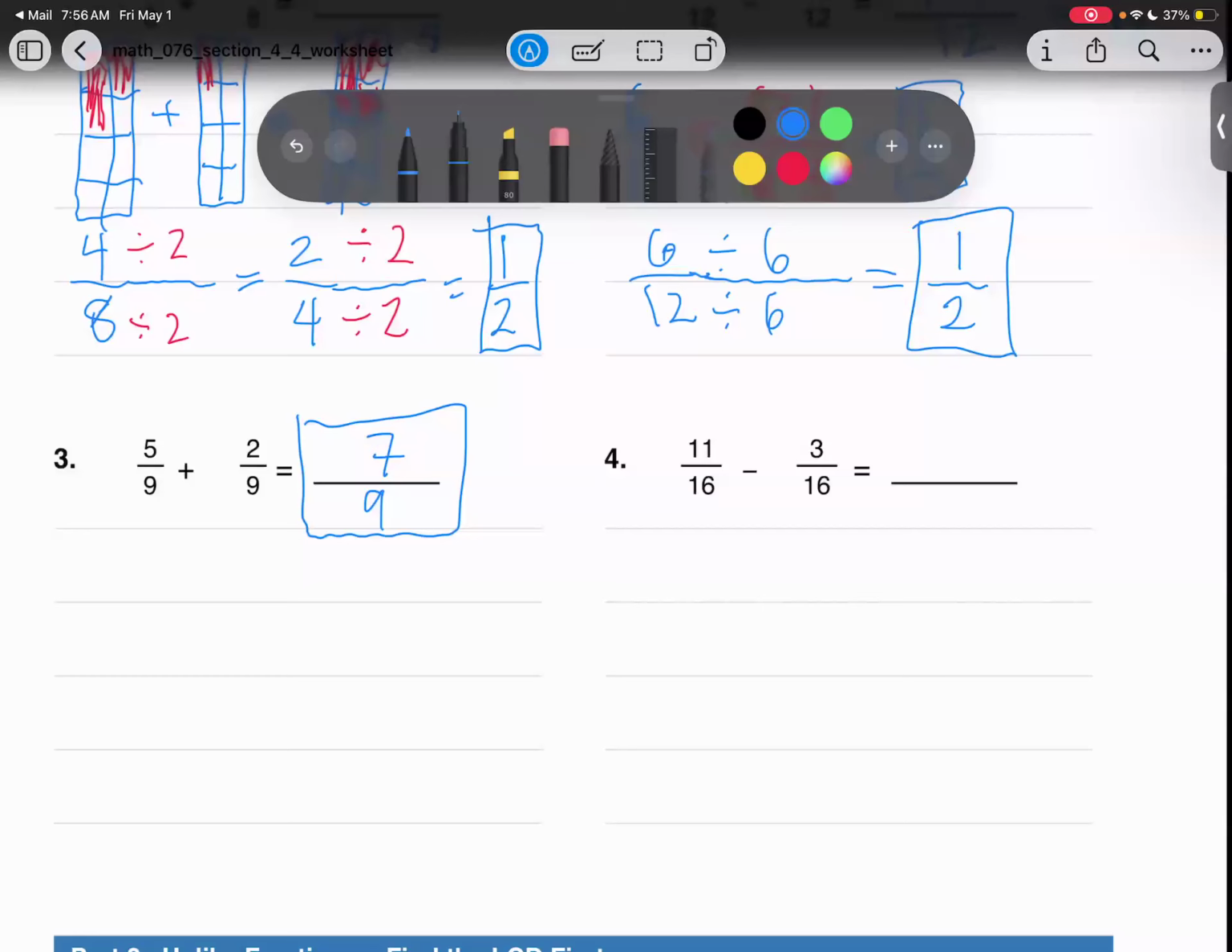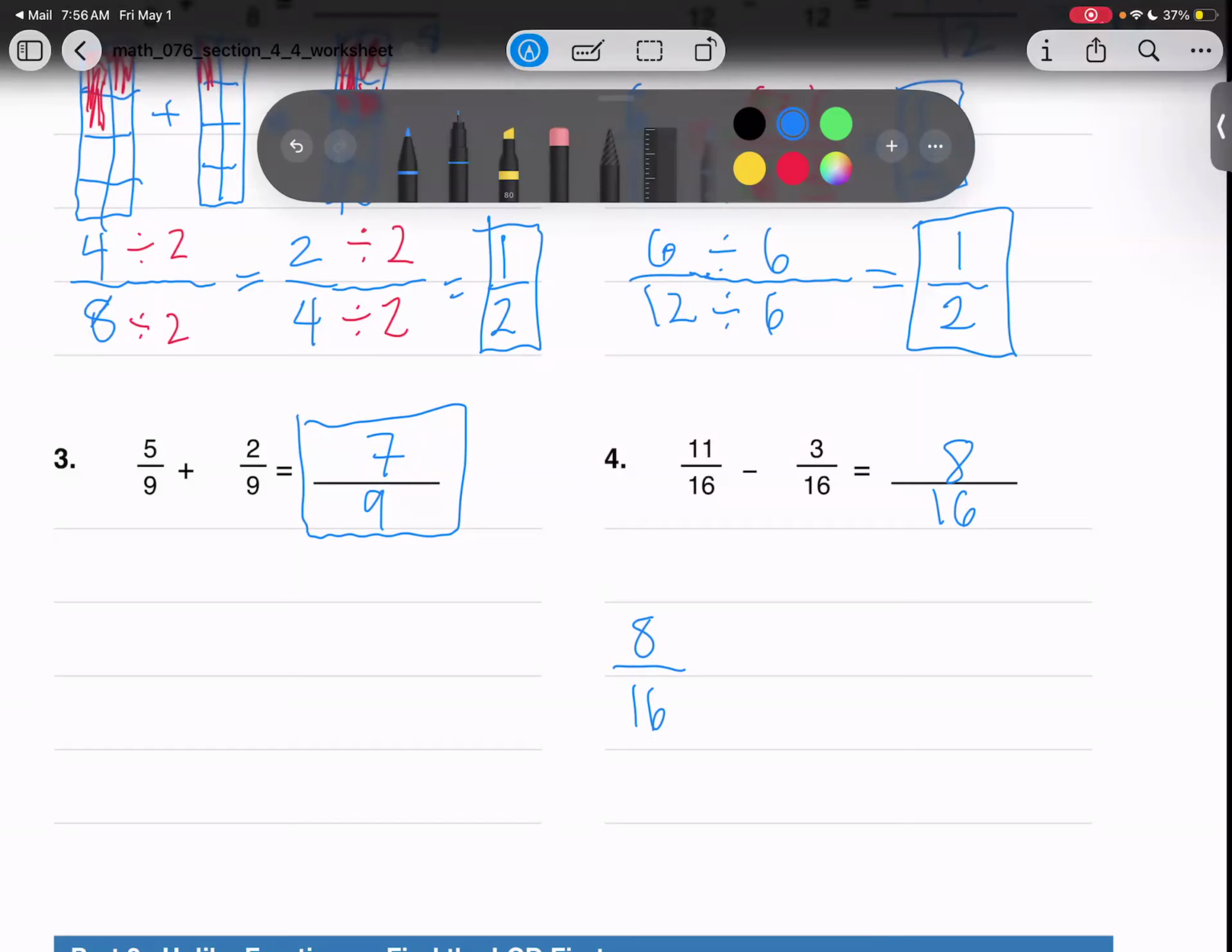Number 4, my denominator stays the same. They're both 16. And then I subtract. 11 minus 3 gives me 8. 8/16. I definitely like to reduce that. What terms do they both share in common? They're both even. I could do a 2, or could I break it up any further than that? I could maybe do a 4.